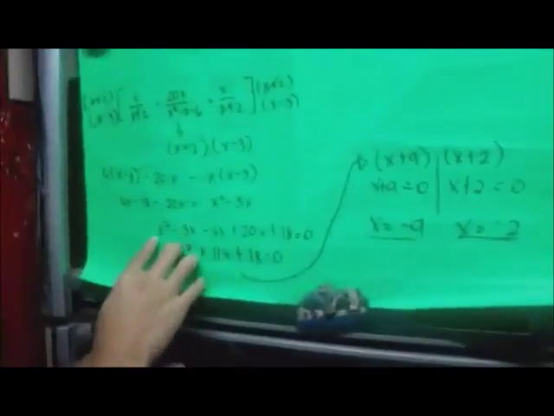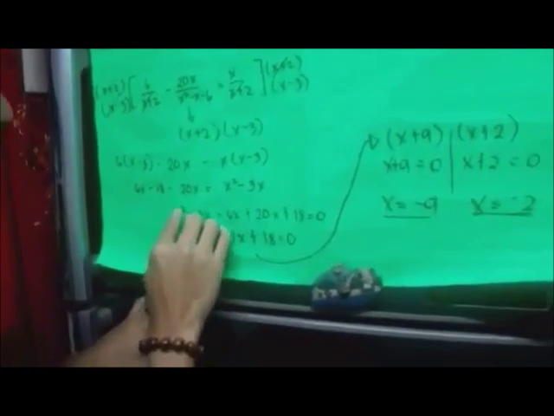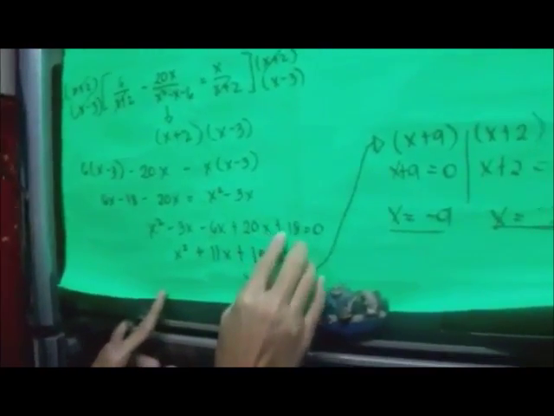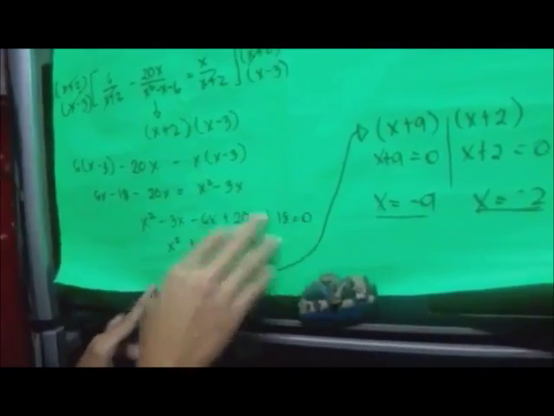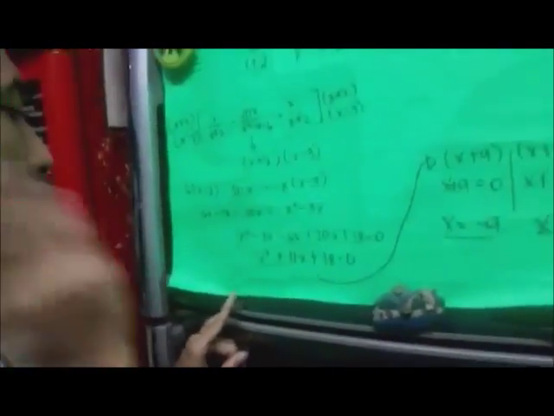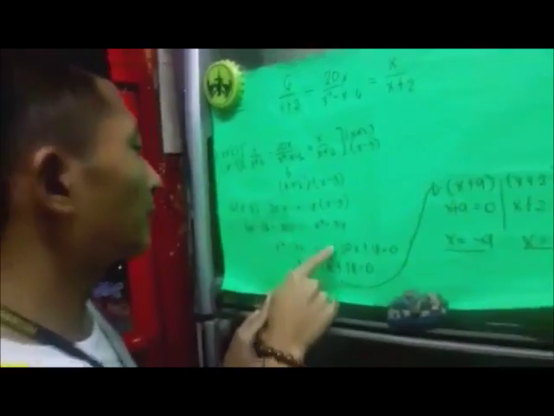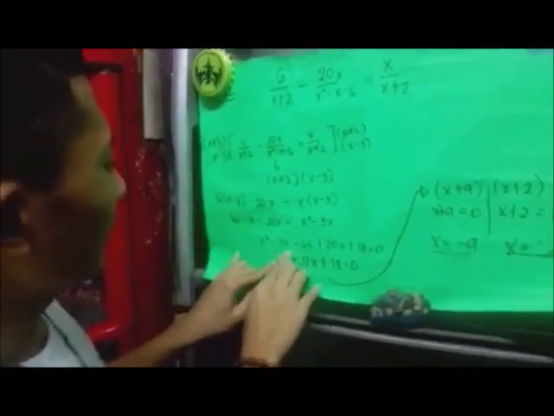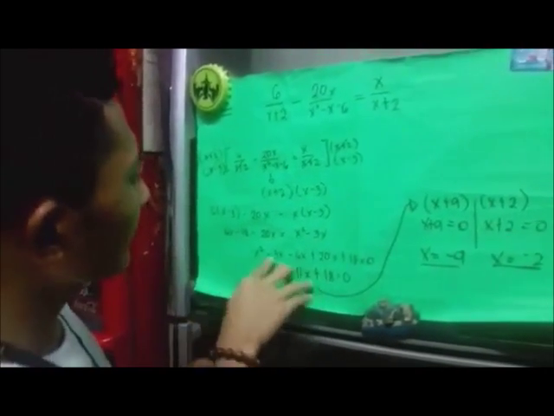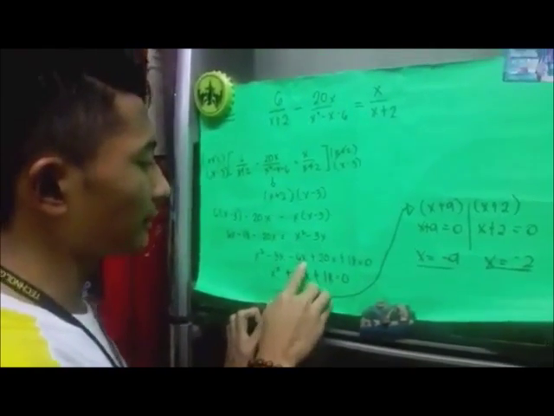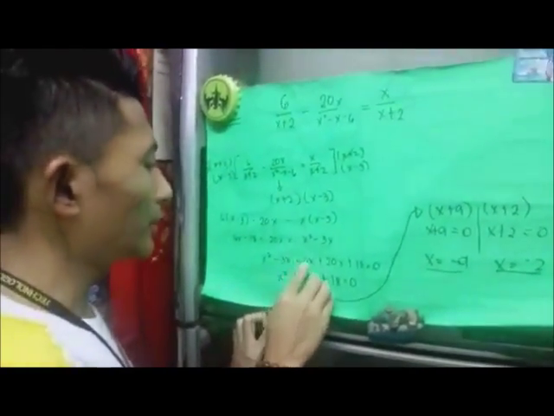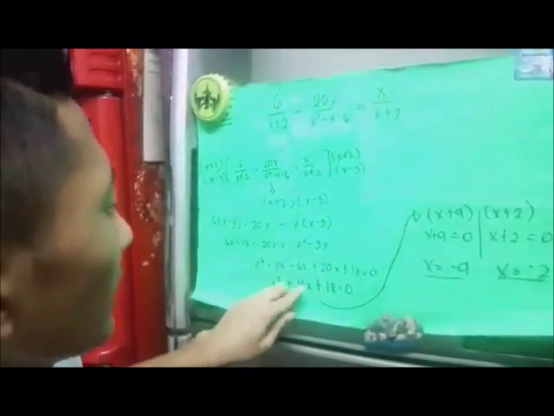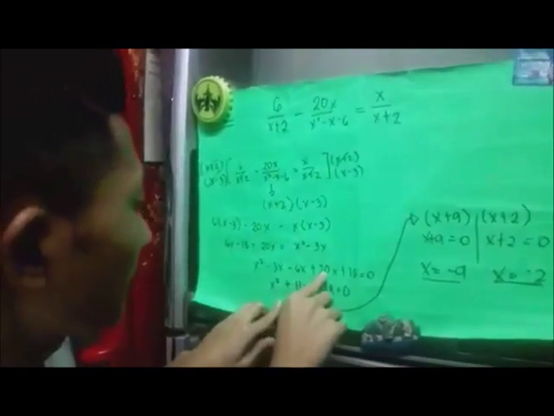Ito na po yung pinalabasan. X squared minus 3x minus 6x plus 20x plus 18 equal to 0. I-transpose po natin yan, kaya naging ganito po. Tapos, x squared plus. Kaya po naging 11 dahil 3 minus 6 equals negative 9. Tapos po, plus 20 equals 11. Kaya po naging positive dahil po dito sa 20.